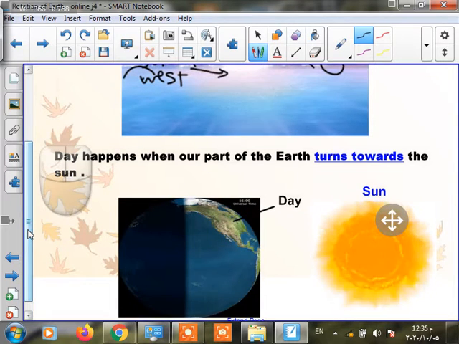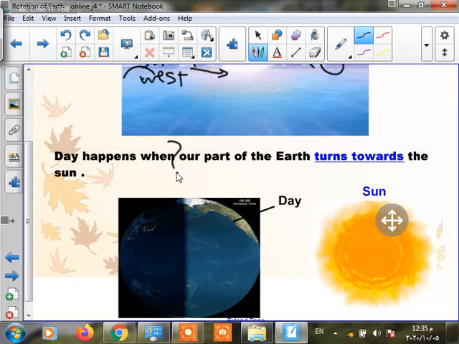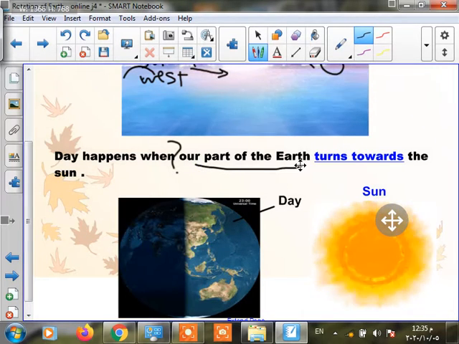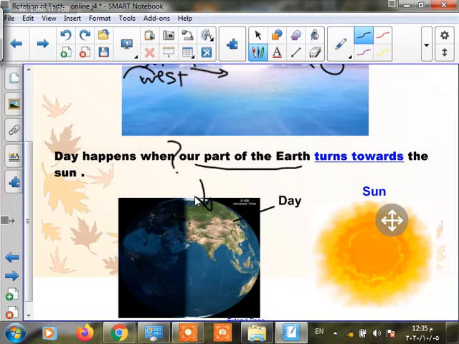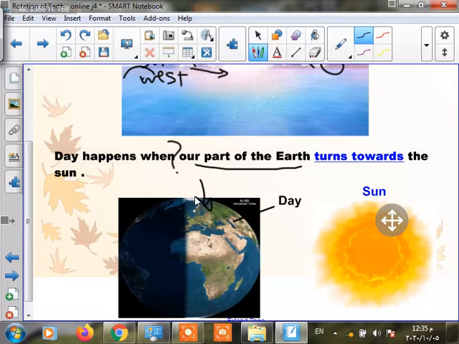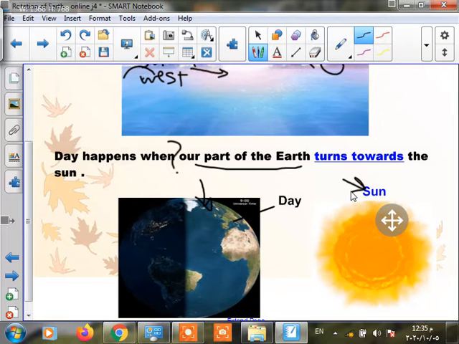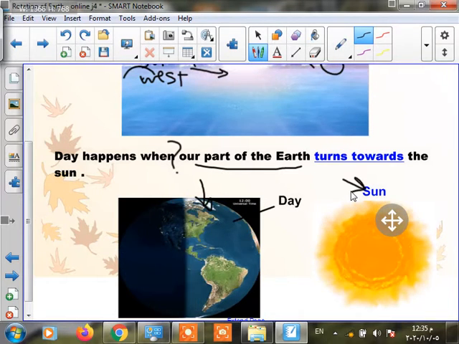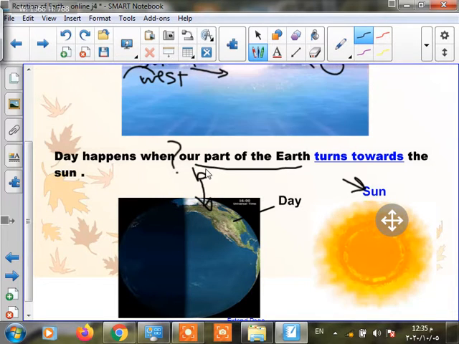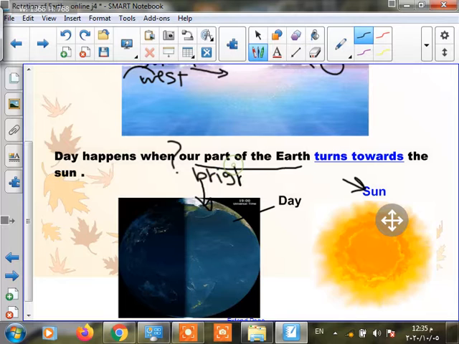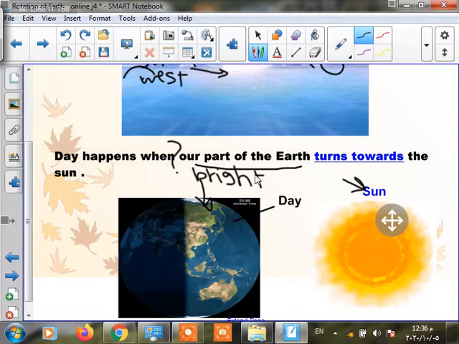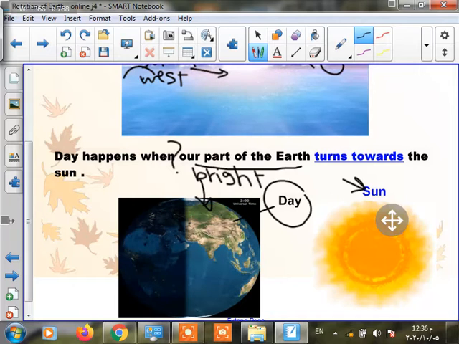Day happens when our part of Earth, like this one, turns toward the sun. This is the sun, and here is the part of Earth directed toward the sun. So this part will be bright, and the time at this part will be day.